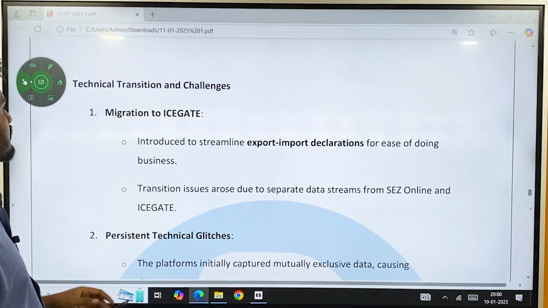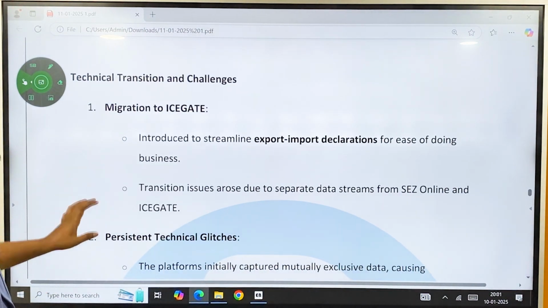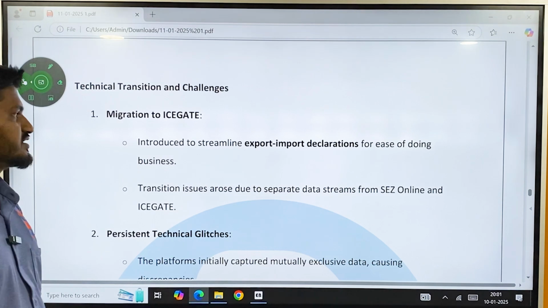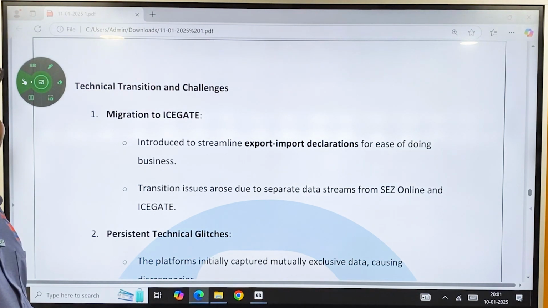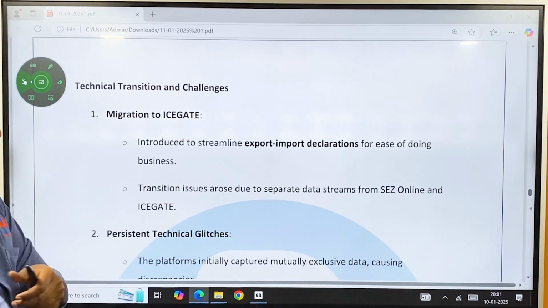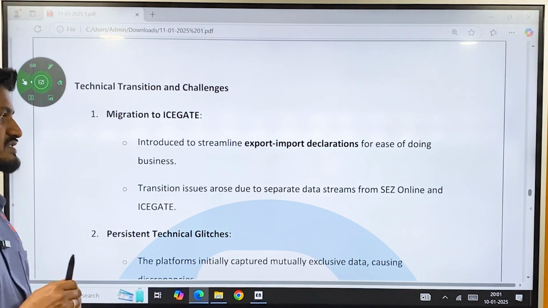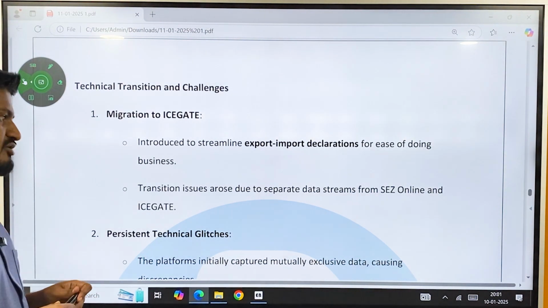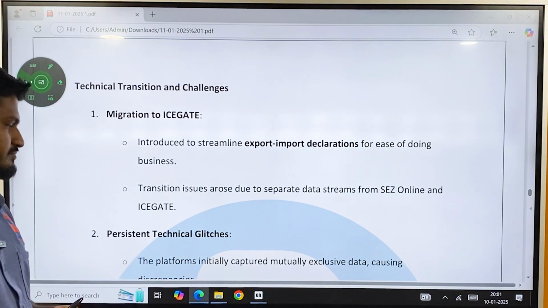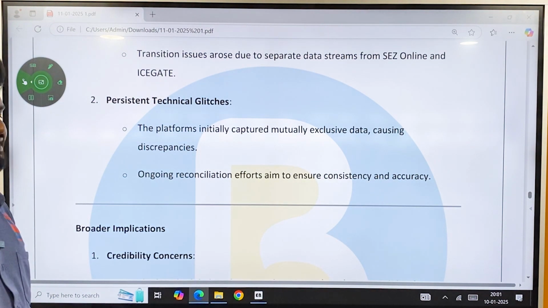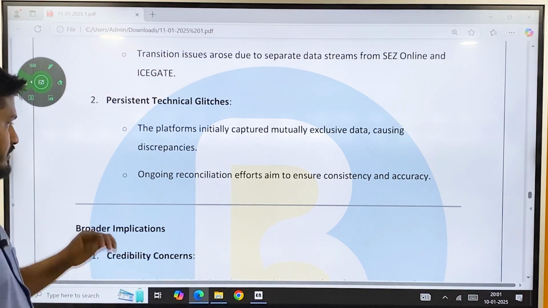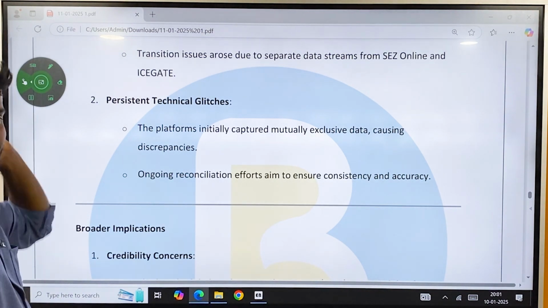Then, the article also deals with the technical transition and the related challenges. That is the migration to ICEGATE. It introduced a streamlined export-import declaration for ease of doing business, but transition issues arose due to the separate data streams from SEZ Online and ICEGATE. The aim of ICEGATE was to bring streamlined export-import declarations for ease of doing business, but because there are two separate data streams from SEZ Online and ICEGATE, it led to issues in the migration of data. Then persistent technical glitches, that is, platforms initially captured mutually exclusive data which caused discrepancies, and ongoing reconciliation efforts aim to ensure consistency and accuracy.